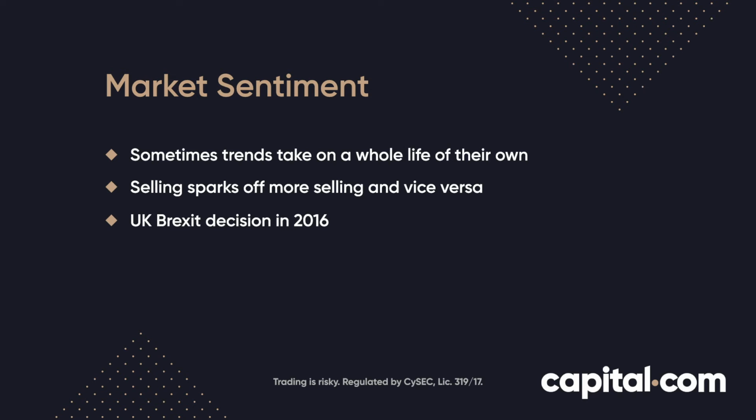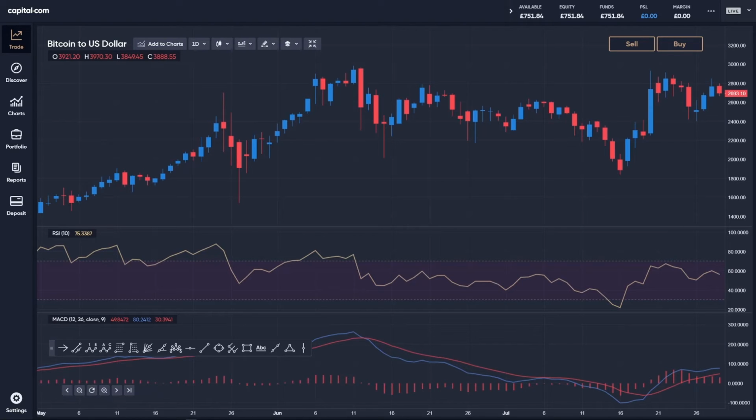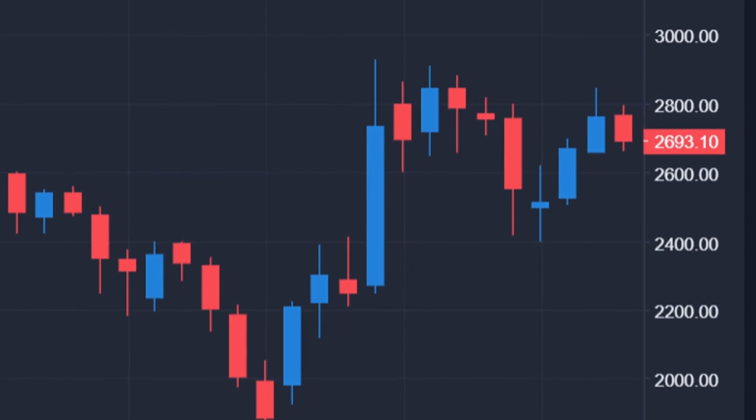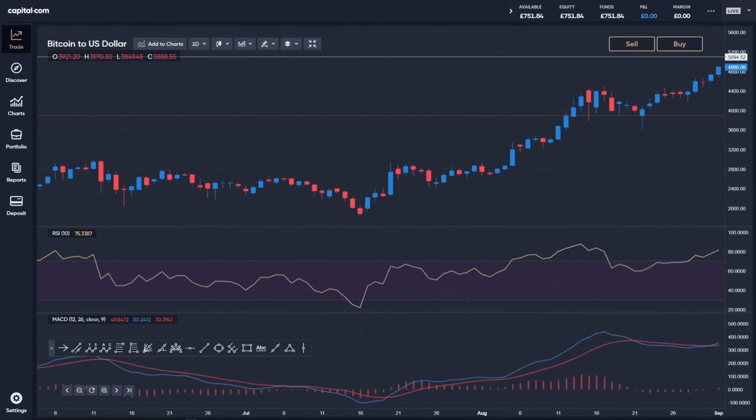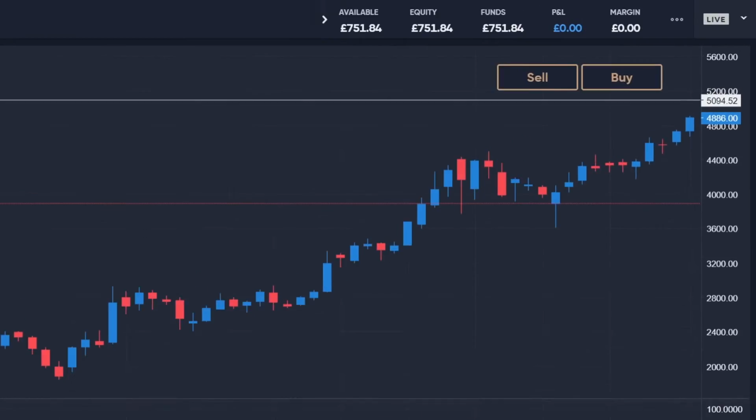A great example of this, the cryptocurrency bubble in 2017. Let's take a look. It was probably the late summer of 2017 when things really started to move. We're looking here at a chart of Bitcoin. It was trading around about 2,800. Let's just jump forward a month. So a month later, the price had increased from 2,800 to about 4,800.